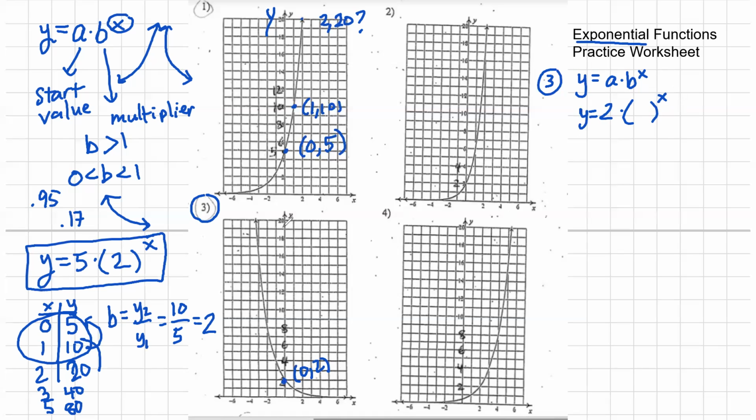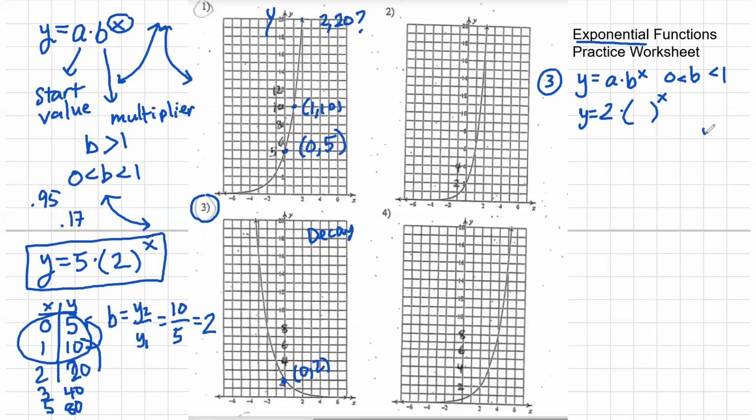Is this growing or is this decaying? It's decaying. Since it's decaying, it's getting lower. What do I know about my b value? It's less than 1, but greater than 0. It's in between 0 and 1.